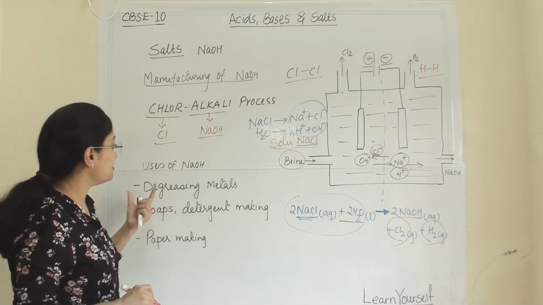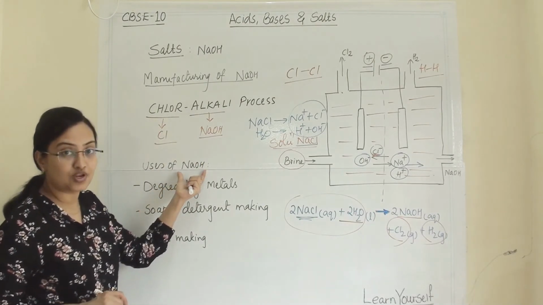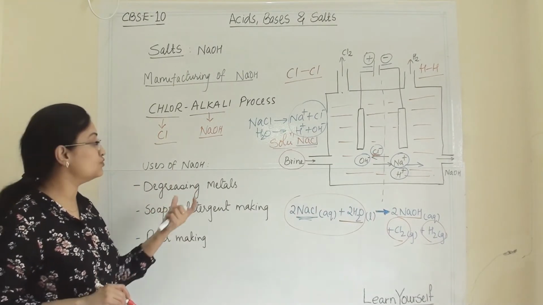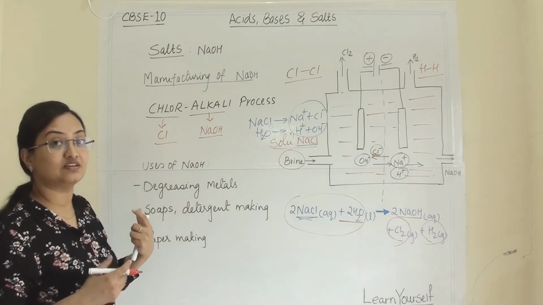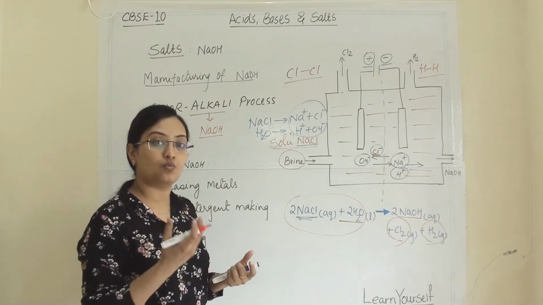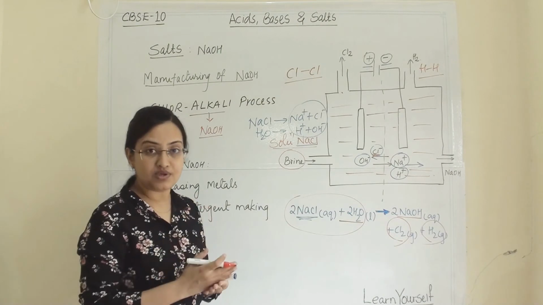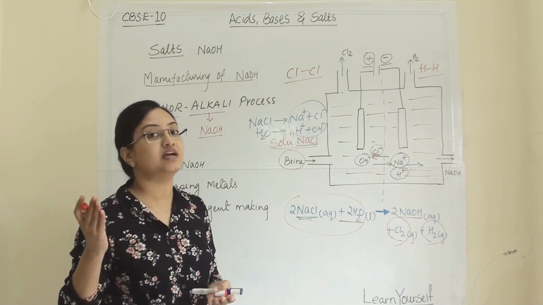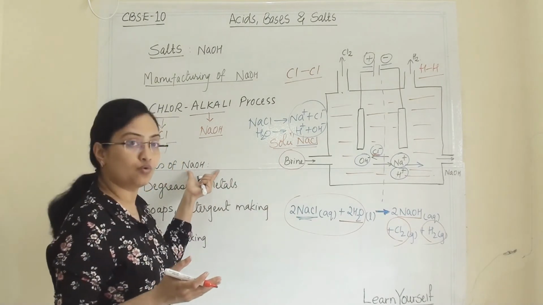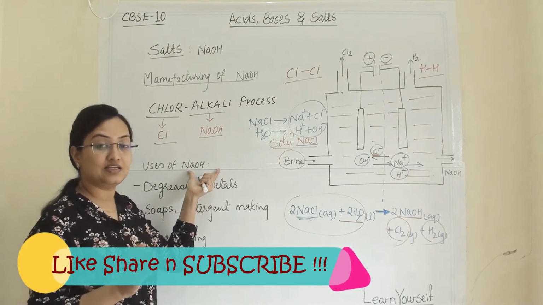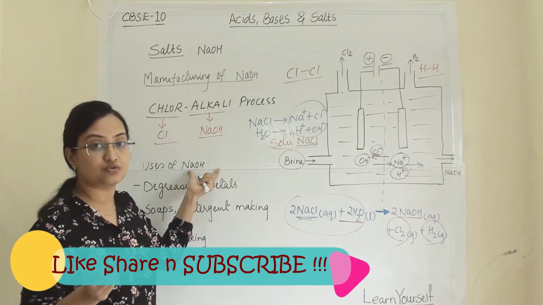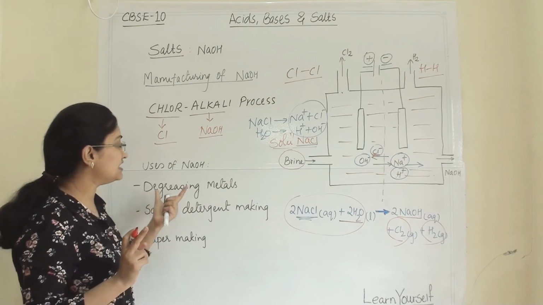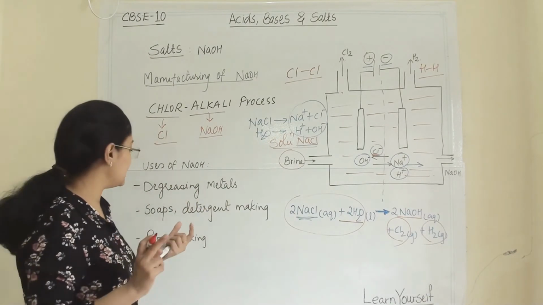Now, what are the important uses of sodium hydroxide? To degrease metals we use sodium hydroxide because it is a very strong alkali. Now, what is an alkali? All the bases which can be dissolved in water are termed alkali. So NaOH, sodium hydroxide, is an alkali. It is a base which can dissolve in water. So it is a strong alkali. So to degrease metals we are using it.